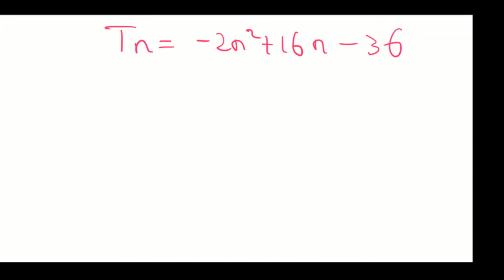So what we need to do is first write our nth term, which is minus 2n squared plus 16n minus 36. To find the n value at its maximum, normally we use our turning point, which is equal to minus b over 2a. Why are we using our turning point? Because we're talking of a maximum value.